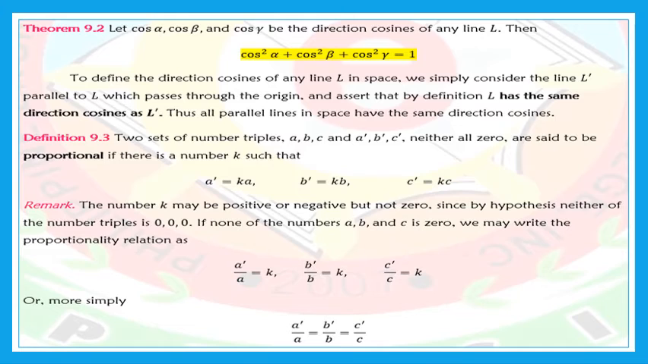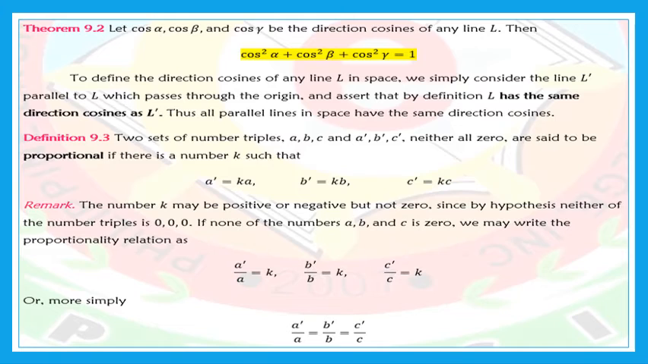In definition 9.3, two sets of number triples a, b, c and a prime, b prime, c prime, neither all zero, are said to be proportional if there is a number k such that a prime equals k times a, b prime equals k times b, and c prime equals k times c. Okay, so two sets of number triples, class, neither all zero, are said to be proportional if there is a number k. So later on sa example, maintindihan natin kung ano yung mga tinidiscuss dito sa theorem na to at saka sa definition. So, take note, the number k may be positive or negative, but not zero.